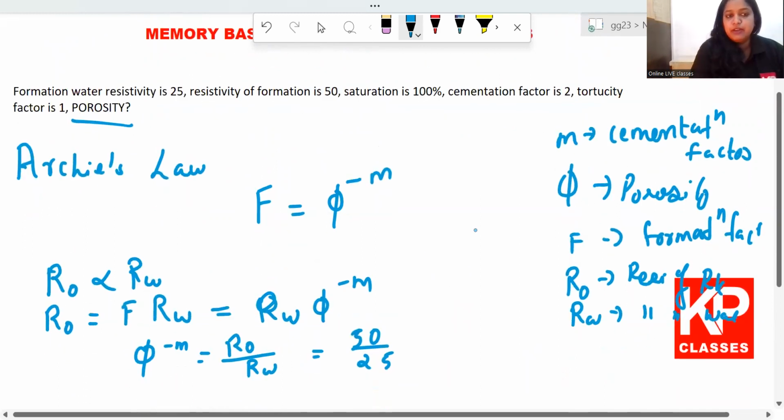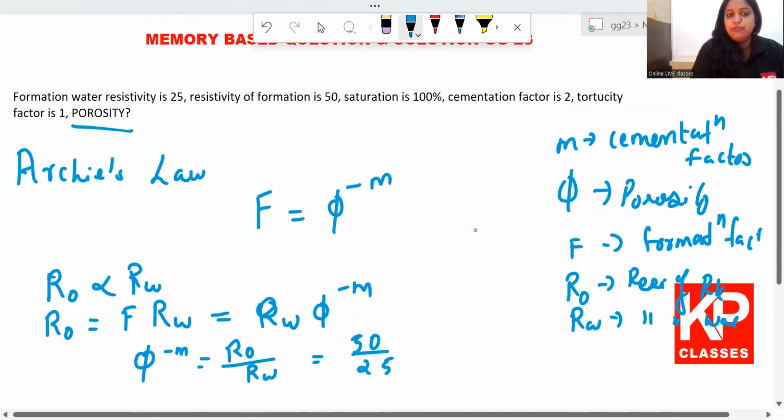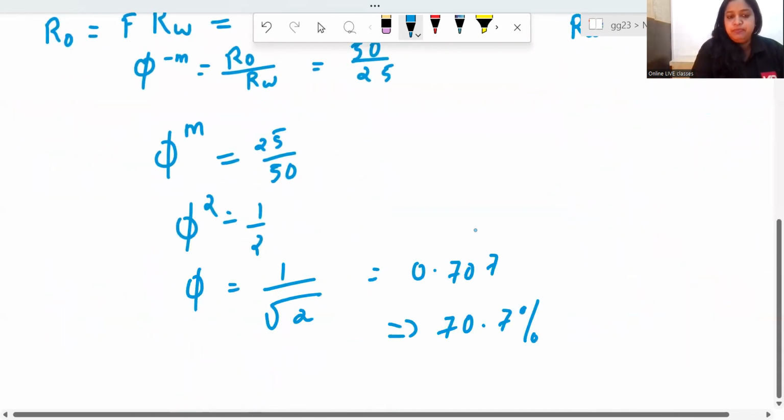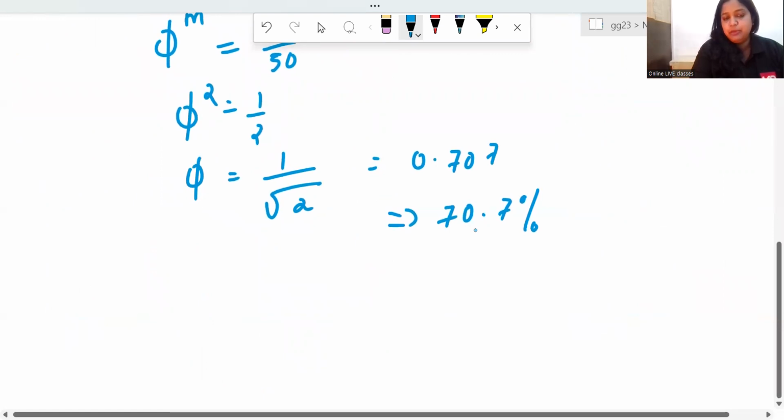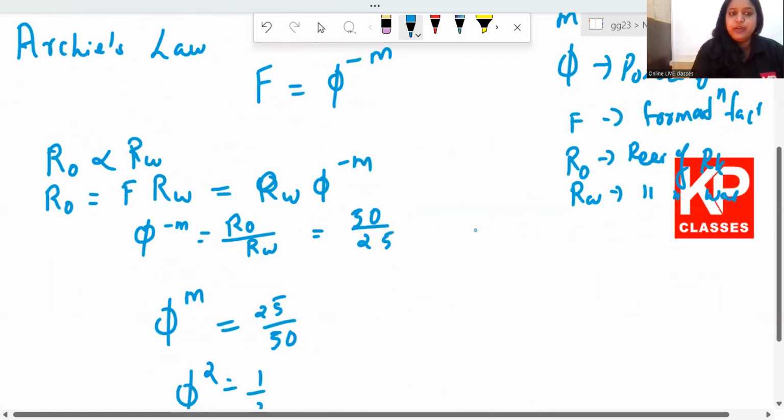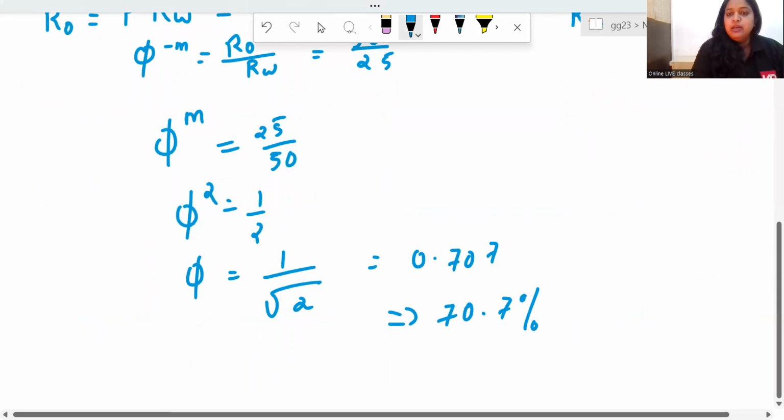So this is the first question that we have discussed. All the terminologies are given: formation water resistivity, resistivity of formation, and they have asked to calculate the porosity. By following Archie's law, we can easily calculate the value. Let's go to the second question.